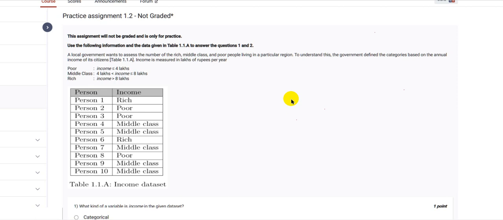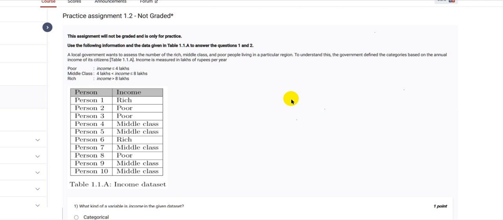A local government wants to assess the number of the rich, middle class and poor people living in a particular region. To understand this, the government defines the categories based on the annual income of its citizens. Here we give an income data set. Income is measured in lakhs of rupees per year. Here we are given poor, middle class, rich. Poor is when income is less than or equal to 4 lakhs, middle class when income is between 4 lakhs and 8 lakhs, and rich when income is greater than 8 lakhs. And here is our data set.